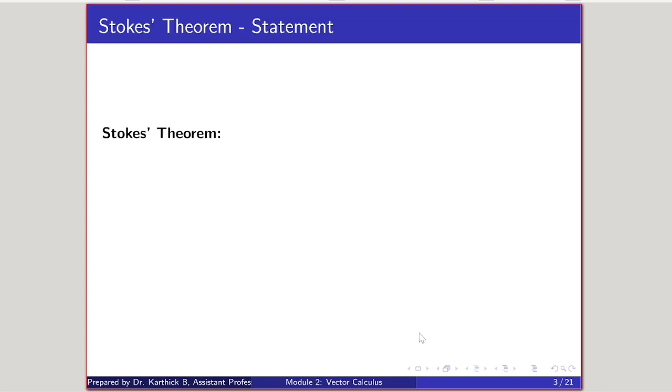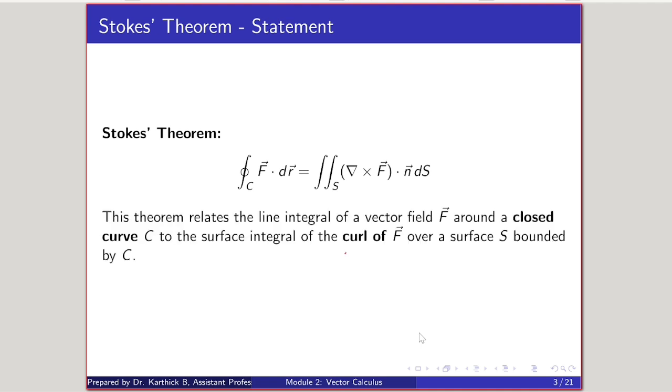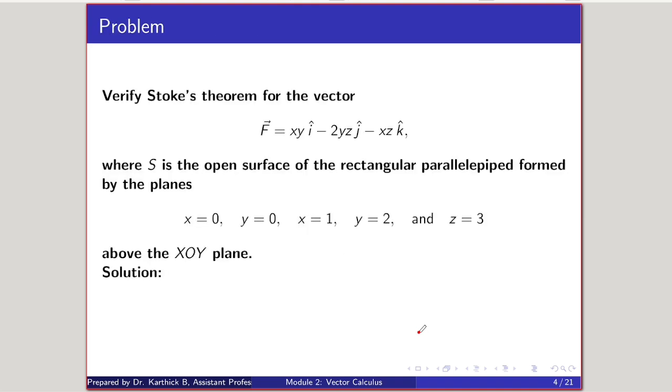So first of all, we see the statement. Here we relate the line integral with the surface integral. The line integral of F vector dot dr vector will be equivalent to the surface integral of curl F vector dot n cap dS. So quickly we go for the problem.